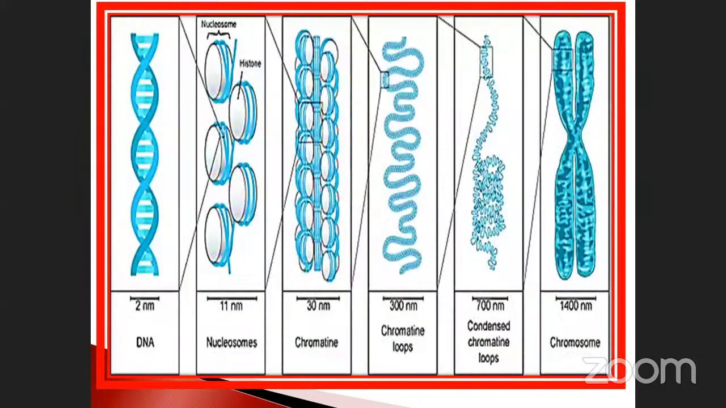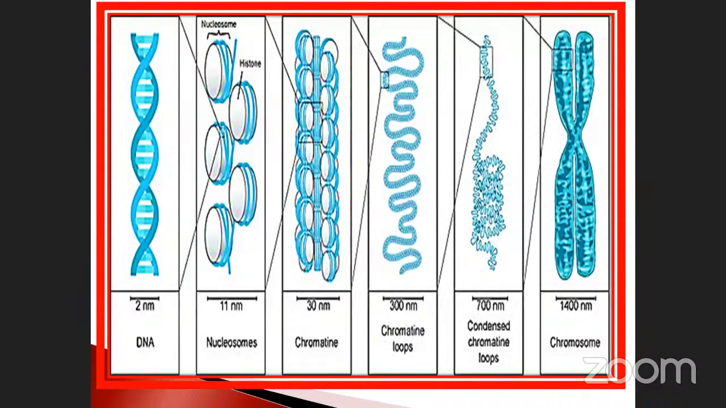So these are the different DNA structures. This is the nucleosome. See here, this is the structure of a nucleosome. Each round is considered a histone protein, and the entire structure is called a nucleosome. This is called chromatin. This is called complete.